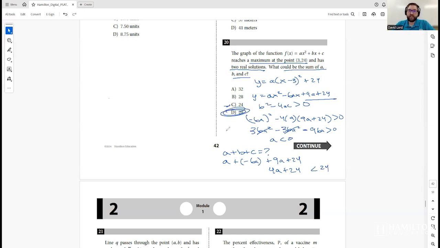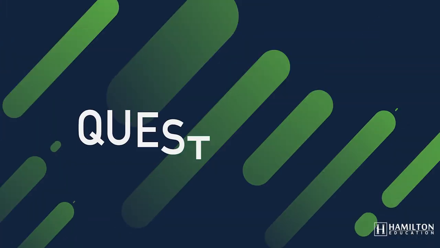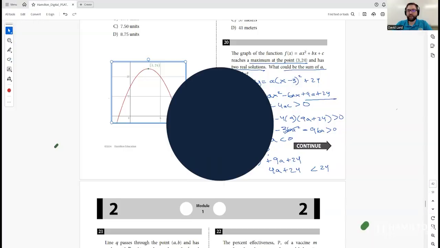Now, I'm going to do some magic. I'm going to have this appear on our Desmos graph. And now what we see is the Desmos graph on the left-hand side.